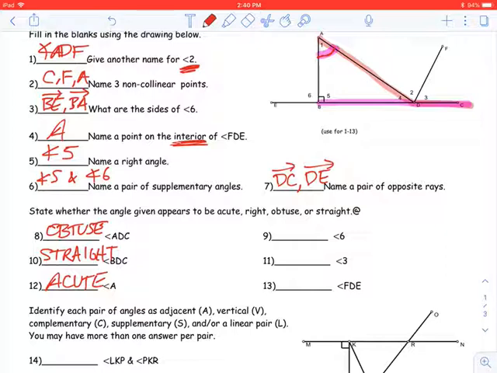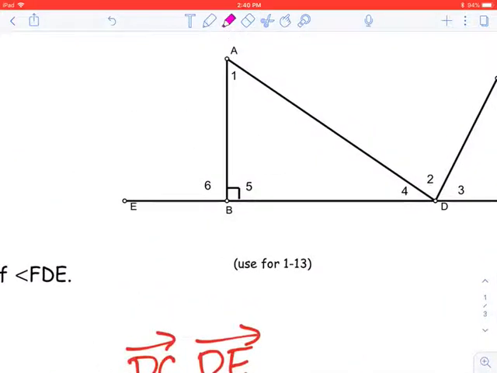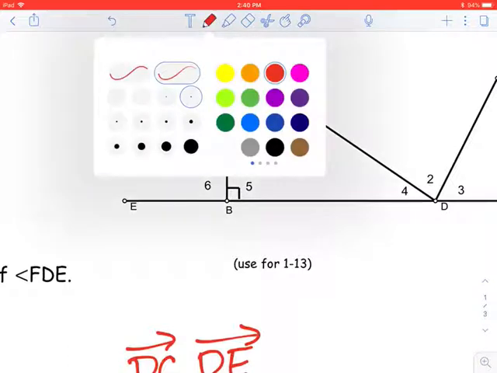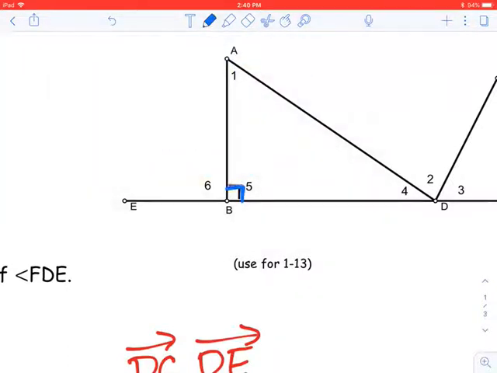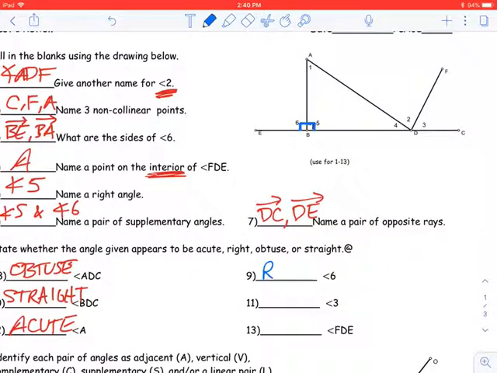Okay, so if you're looking at number 6, it doesn't really say anything, but if you notice right here, angle 5 has a box, and if that is right next to it, that's also a box. So number 6 has to be a right angle.